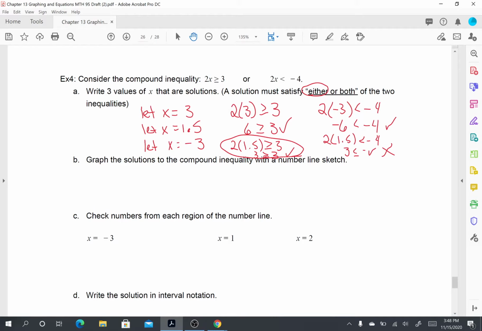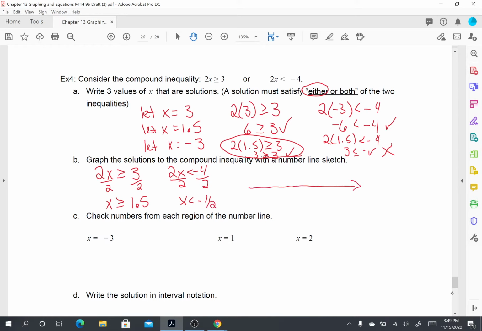Graph the solutions to the compound inequality with a sketch on a number line. Okay, so what I want to do is solve both of these inequalities for the x in order to get a good number line sketch. All right, so in order to solve this one, I'm going to divide both sides by 2. And I'm going to have x is greater than or equal to 1.5. And this other one, I'll have 2x is less than negative 4. Dividing both sides by 2, I'm going to have x is less than negative 1/2.